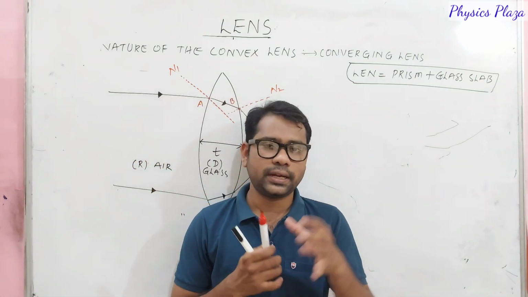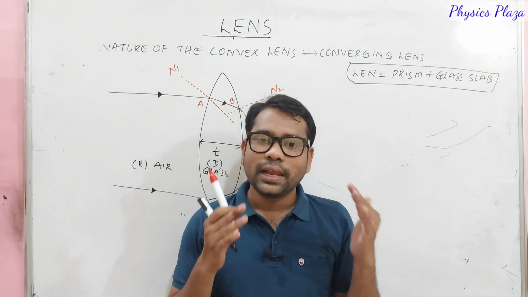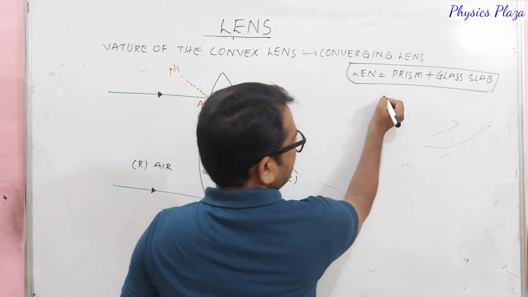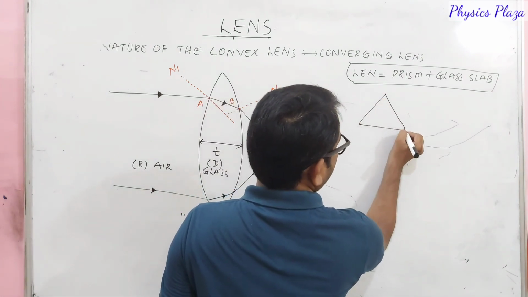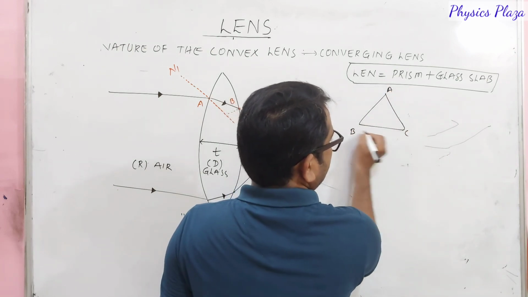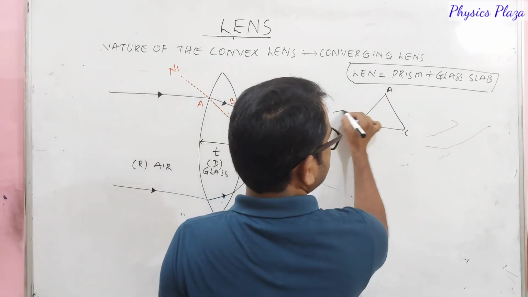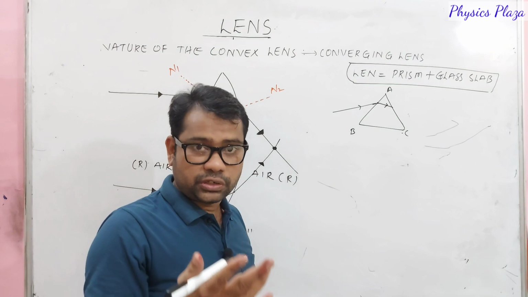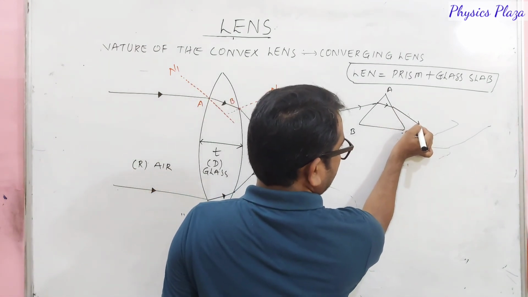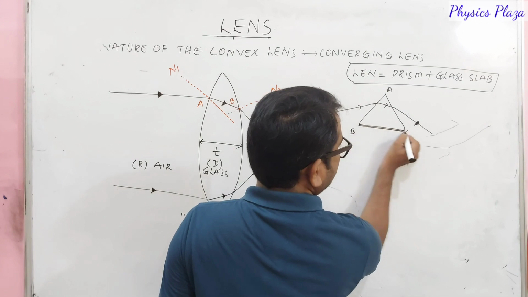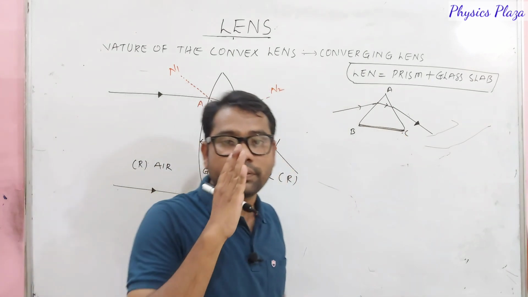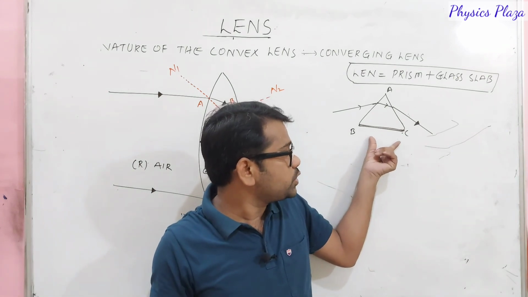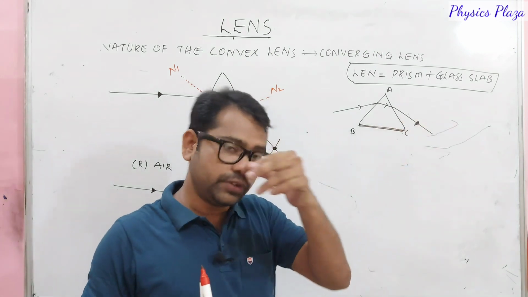Children, before discussing the combination of a prism and a glass slab, let us recall once again what happens when light passes through a prism. Already we discussed it. So here is a prism ABC. Here BC is the base of the prism. Whenever light is incident on the prism, the light ray will undergo refraction twice, and finally, dear children, the emergent light ray moves towards the base. Very, very important. So finally, the emergent light ray will come towards the base of the prism only. This is the first point which we should remember.